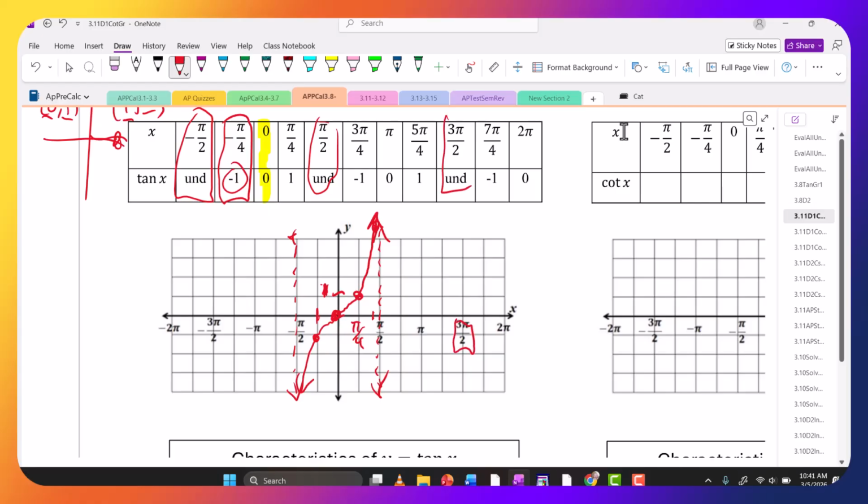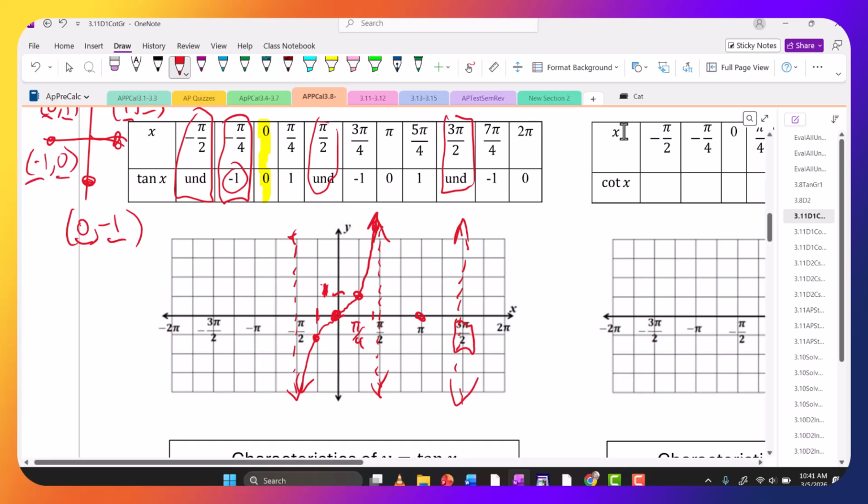At 3 pi over 2, tangent is also undefined because this is 0, -1, y over x, if you were looking off to the left. And then what happens at pi? Tangent of pi is 0. I said that wrong. This is -1 comma 0, and this is 0 over -1. And then at these over 4 values, you get -1 and +1.